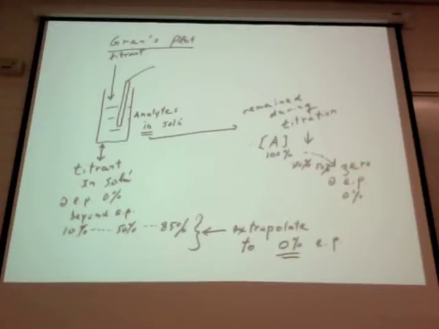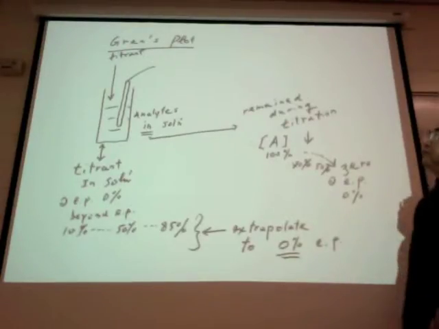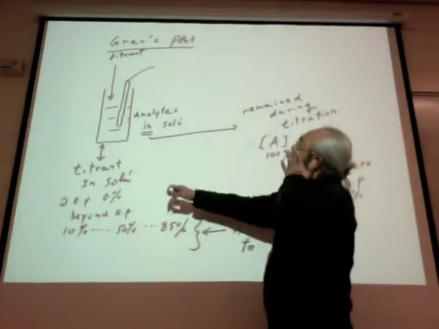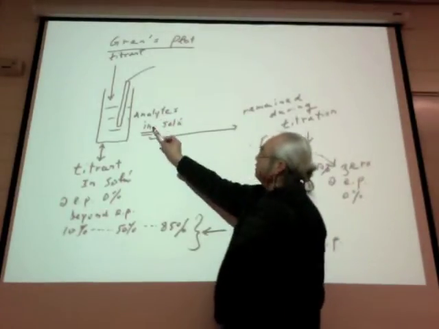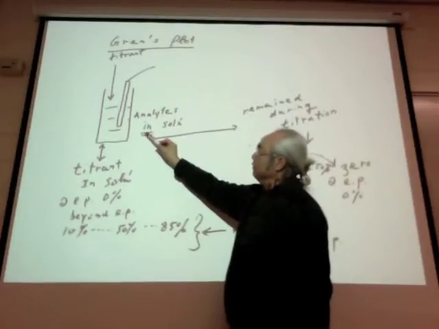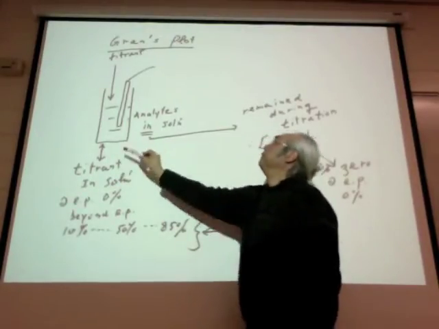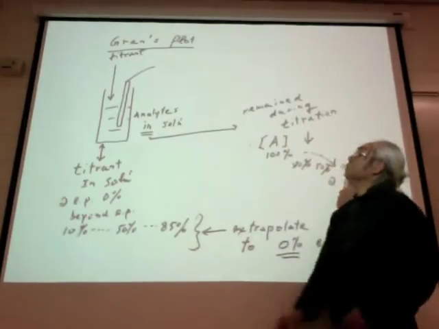Okay. Now there's a so-called Gran's plot, because he came up with this idea, a mathematical transformation, to see the endpoint. So your analyte is going to be in solution. Your titrant is going to be in solution as well, right? So look at the situation.